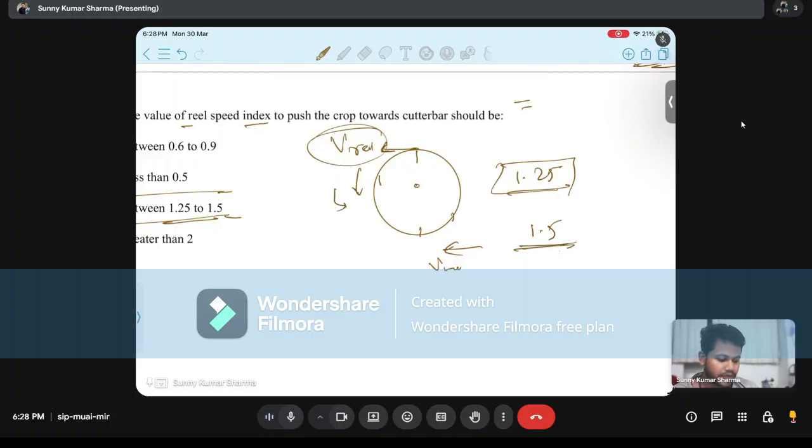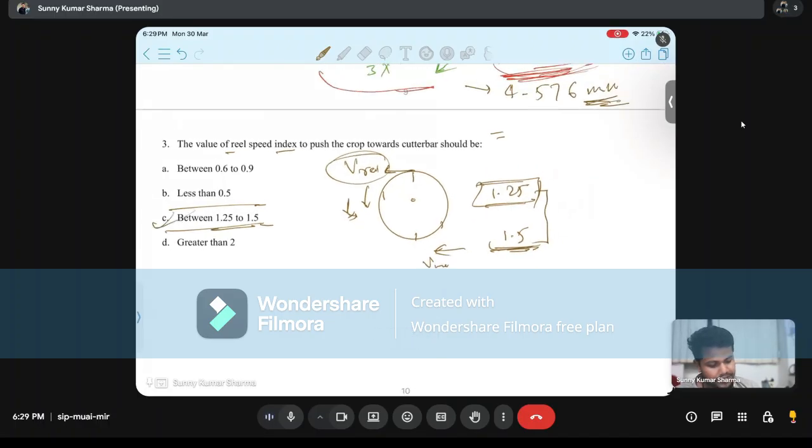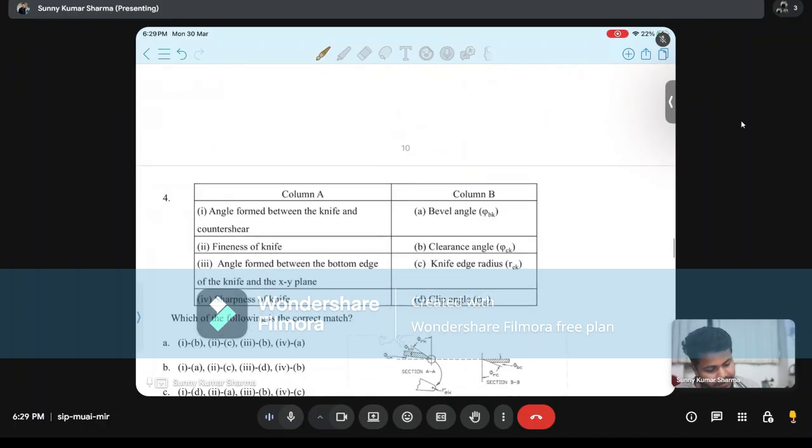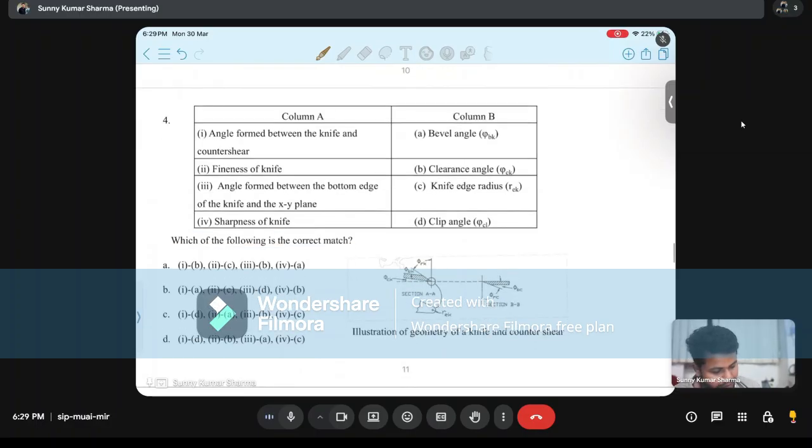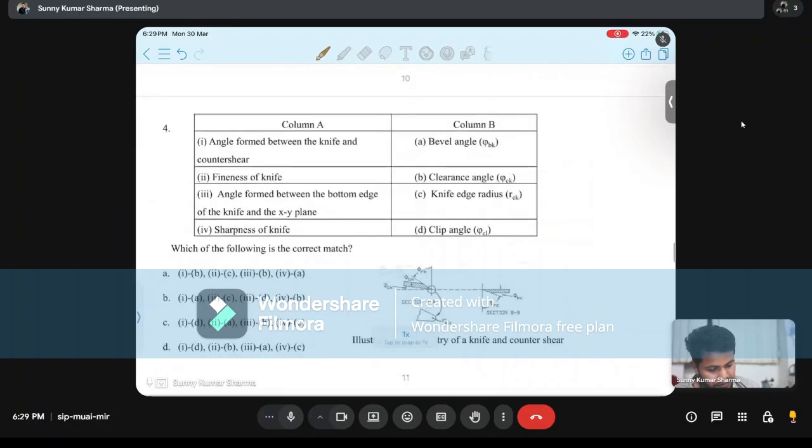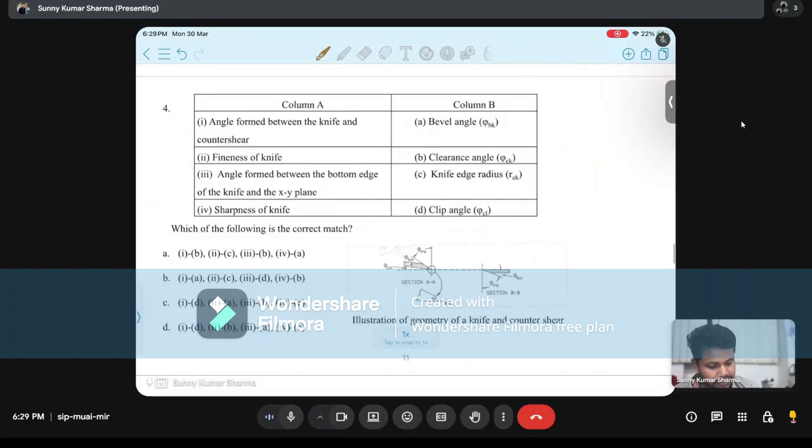And if it is greater than 1.5, then what will happen? Scattering loss will be more. Due to the speed of this reel, the plant will fall. So the optimum value for this speed index is 1.25 to 1.5. So the answer here will be C. So next question is we have to match these two points. Angle formed between the knife and counter shear.